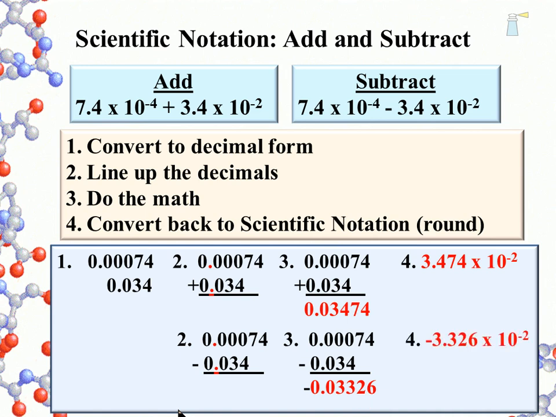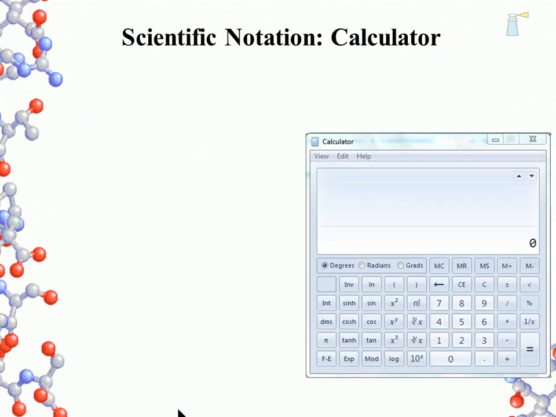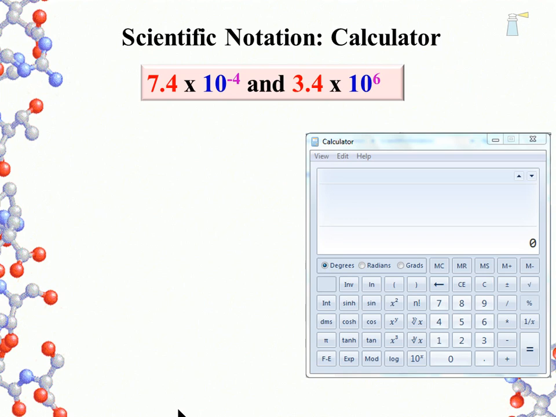negative 3.326 times 10 to the minus 2. For our final topic, we're going to cover the use of scientific notation with a calculator. Here are a couple of numbers that we can use as practice examples.